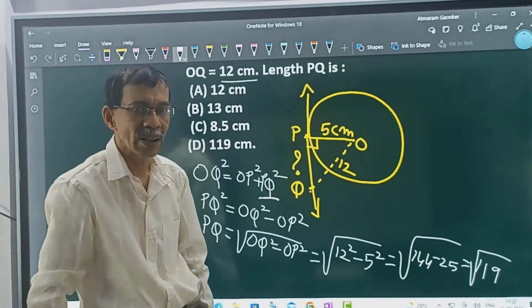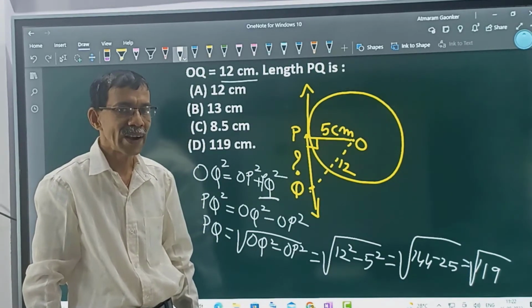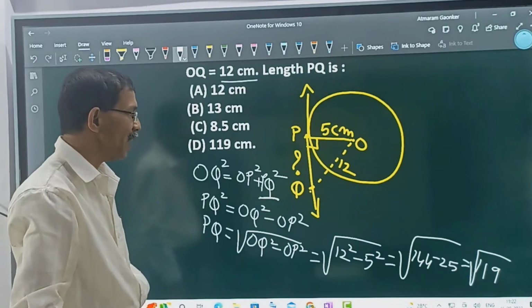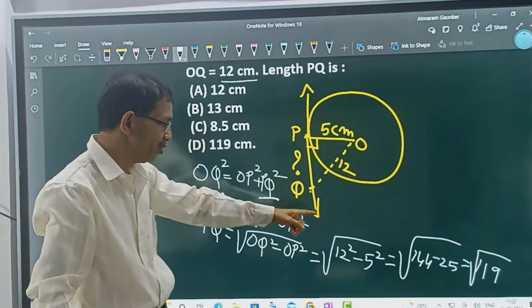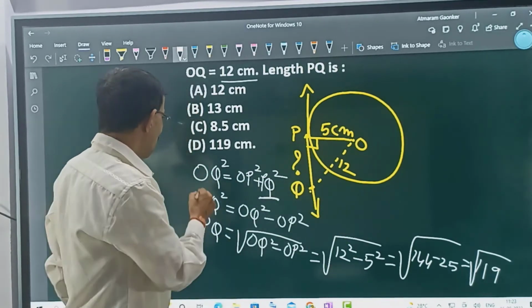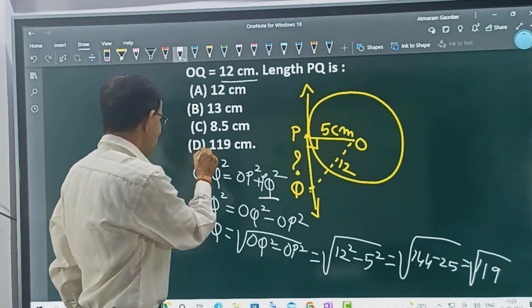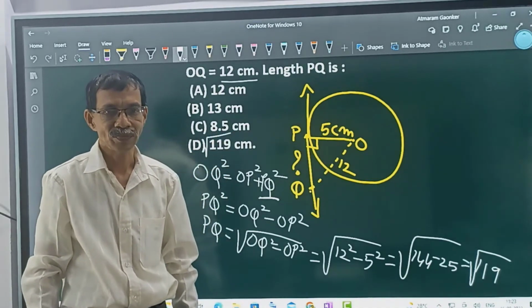So the answer is square root of 119. So the length of PQ, because you are asked the length of PQ, is calculated as square root of 119. And the correct answer is here, that is D. And this is square root of 119.